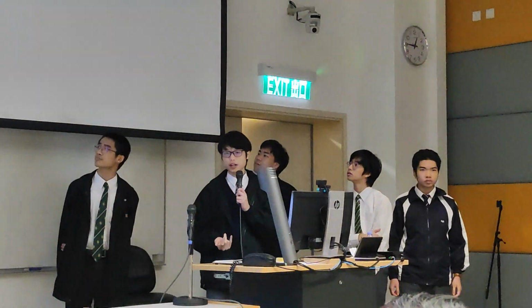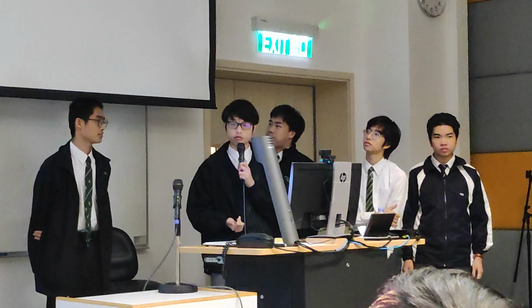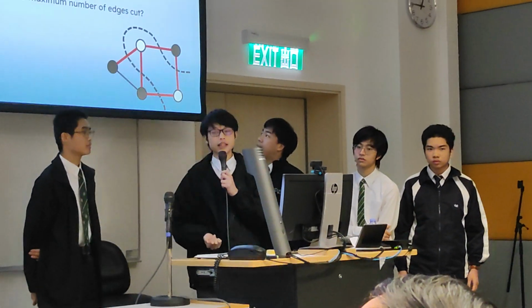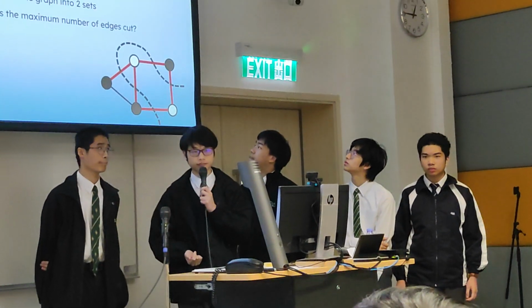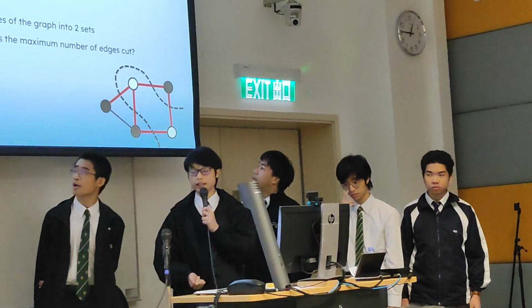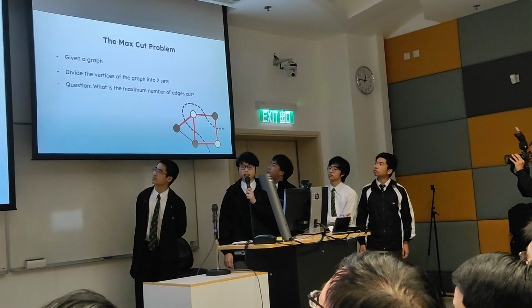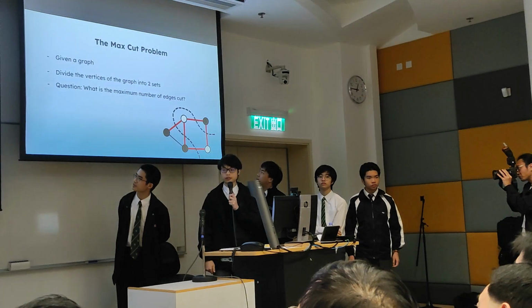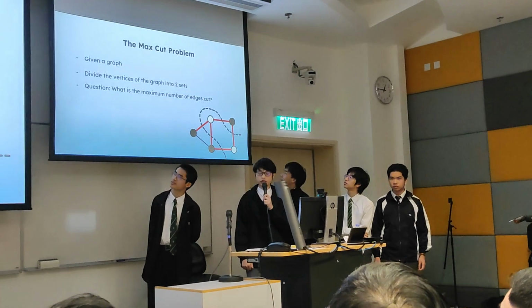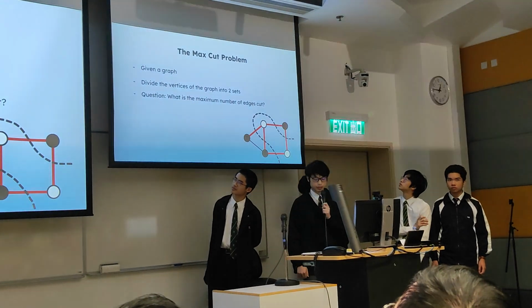and are required to divide the vertices of the graph into two complementary sets. The objective is to find the maximum number of edges cut. Note that this is equivalent to finding a grouping configuration such that the maximum number of edges is cut by the line separating the two sets.